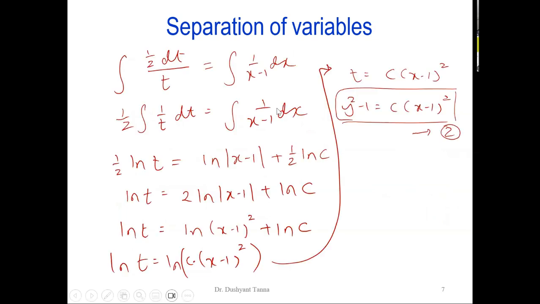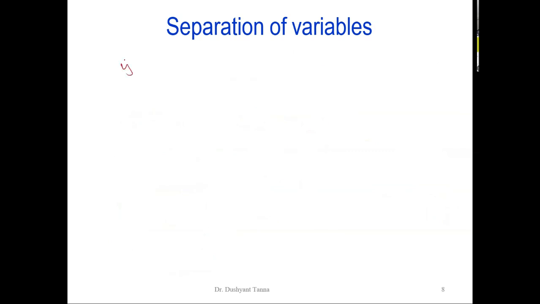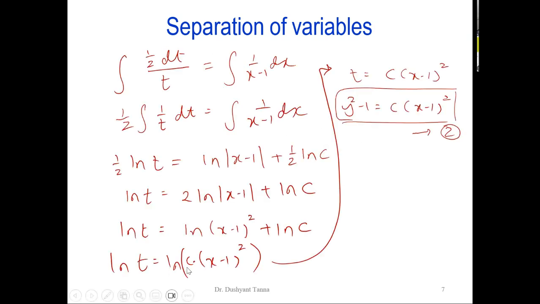I got 2 more squares. I'll rewrite equation 2 on the next stage. So y square minus 1 is equal to c times (x minus 1) square. Now, do you understand the importance of this half ln c? If you had not done it, there would be a 2 in the front and ln c square, and c square would be replaced by c and all that.